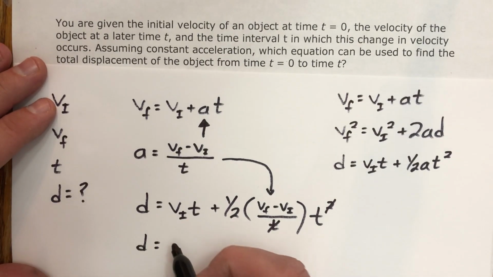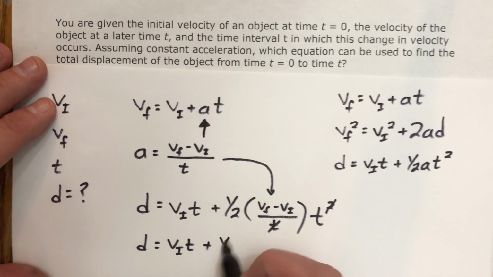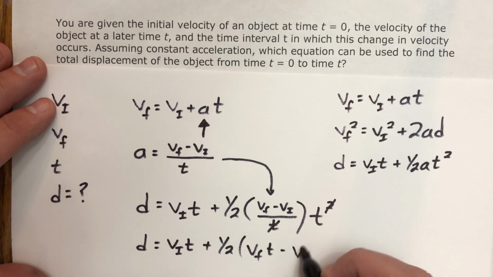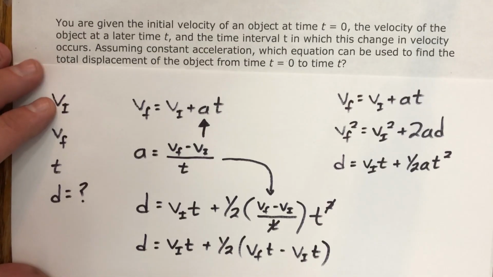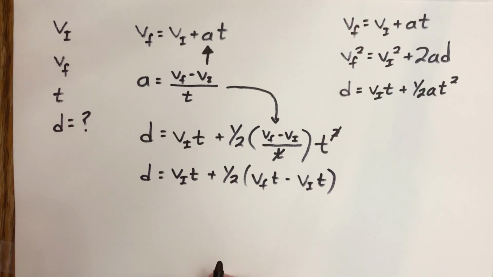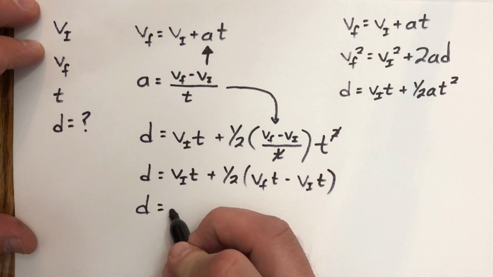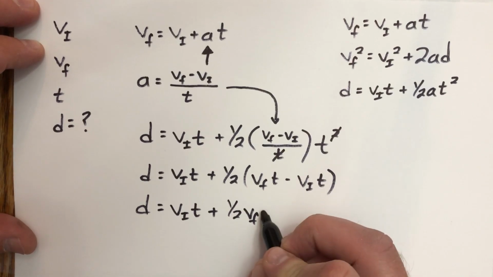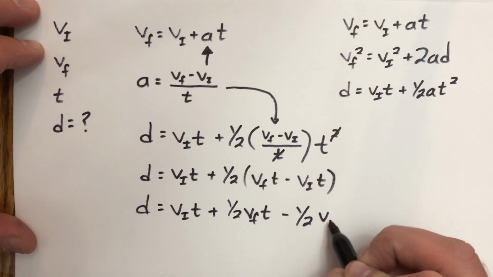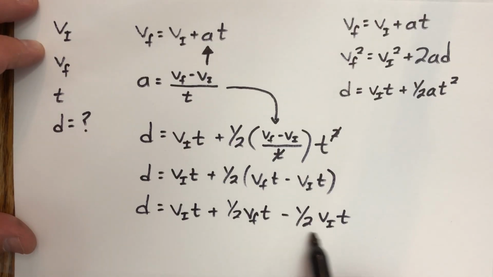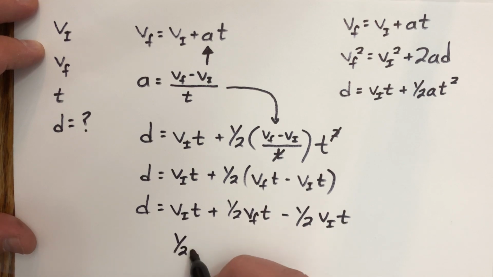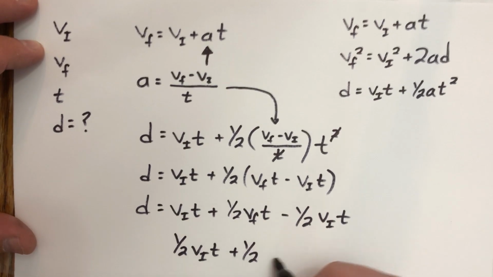So I'm going to get D equal to VIT plus 1/2. I'm going to multiply that in. So it's VF times T minus VI times T. And so I'm going to continue. Let me move the camera here. Displacement equals VIT plus, now I'm going to factor that in, minus 1/2 VIT. So I have a negative 1/2 VIT and a positive VIT. These two are going to combine to give me a positive 1/2 VIT plus 1/2 VFT. That's going to equal my displacement. Now that is the correct answer.